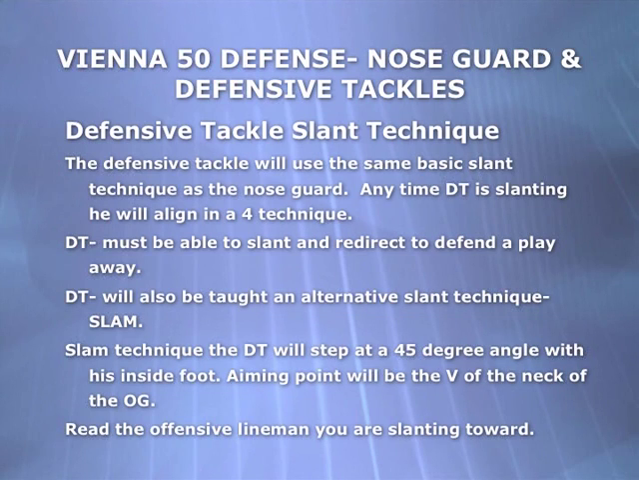D tackle must be able to slant and redirect to defend a play away, just like the nose guard did. He will also be taught the slam technique, same as the nose guard. Slam technique, as I've demonstrated on the board, is a 45-degree angle with his inside foot aiming for the V of the neck of the offensive guard. He also will read the offensive lineman that he is slanting toward, which will be an offensive guard.